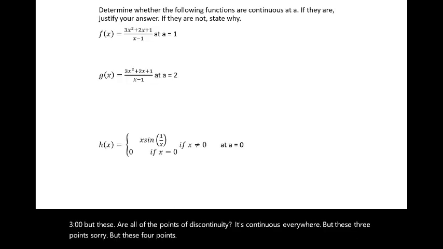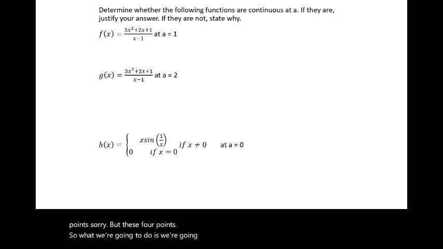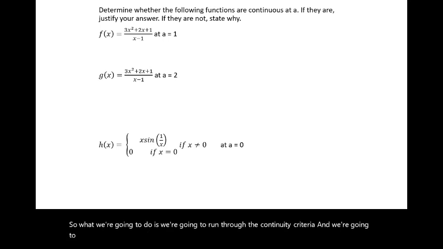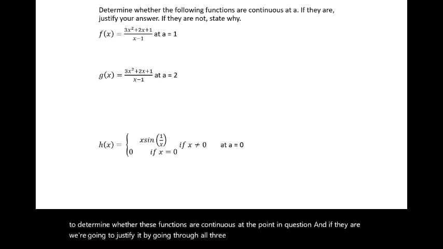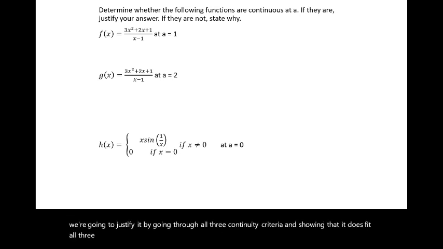So what we're going to do is run through the continuity criteria, and determine whether these functions are continuous at the point in question. And if they are, we're going to justify it by going through all 3 continuity criteria and showing that it does fit all 3 continuity criteria. And if it's not, we're going to state which criteria it fails.